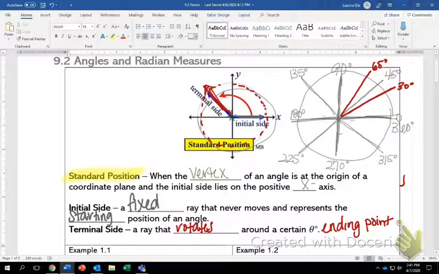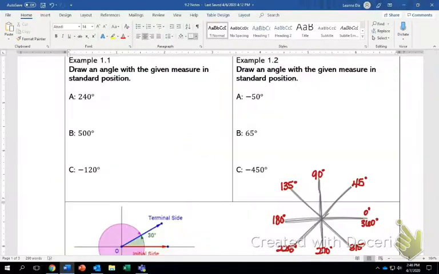So it's just sort of helping me break up my circle so that when they give me degrees in a second, I know, is it going to be closer to 0? Is it going to be closer to 90? Is it going to be closer to 315? Things like that. It's just helping me get an idea of where things are. Okay, so here's example 1.